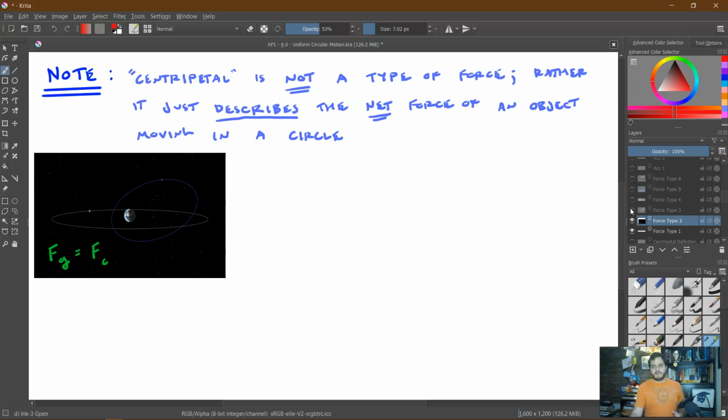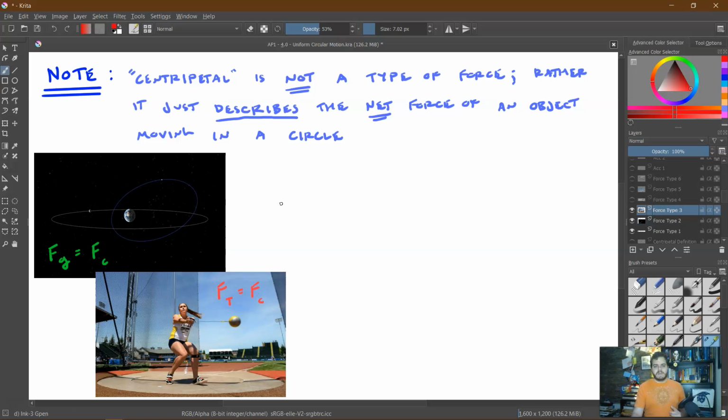Let's do one that's a little less out there, which is, let's look at this female athlete here doing what's called a hammer throw. So she spins in a circle with that ball on a chain, and that is causing that ball to move in a circle. That would be a centripetal force pulling it towards her, and that would be the tension force pulling it towards her as she spins in a circle.